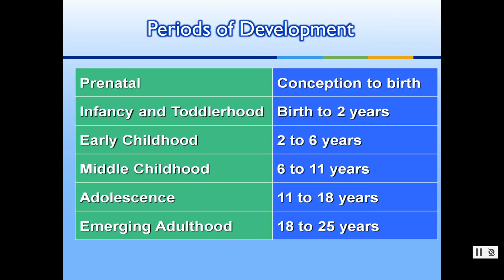Here are our periods of development. So we will talk about prenatal development, which is from conception to birth of the baby. Infancy and toddlerhood, depending on the theorist that we're looking at, say that it's about birth to 2 or birth to 3. Early childhood then would be 2 or 3 to 6 or 7. Middle childhood is 6 or 7 to 11 or 12. Adolescence, 11 or 12 to 18. And that's where we're going to stop for this course. As you can see, that's a lot of periods of development that we already need to cover.